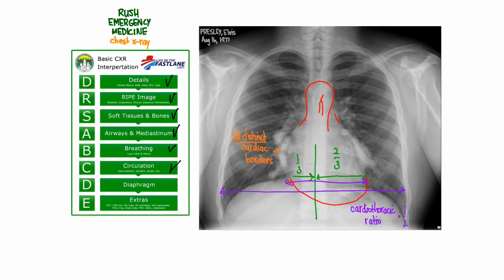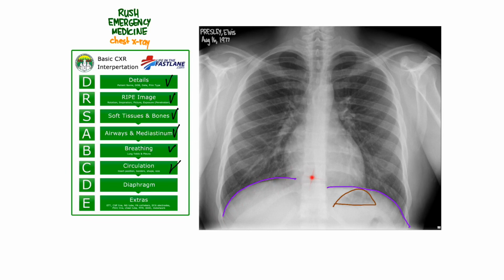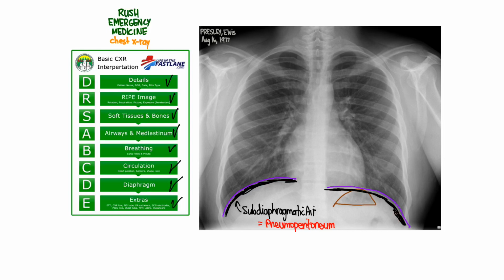Now we're on diaphragm. So remember that the right diaphragm is going to be higher than the left diaphragm. Underneath the left diaphragm, we're going to see the gastric bubble. They should have a nice smooth shape to them. And we want to make sure we don't see a black stripe of air underneath the diaphragm, subdiaphragmatic air, which is a marker for pneumoperitoneum. So be on the lookout for the black stripe underneath the diaphragm. So that gets us to diaphragm, and the last thing we have to look at are the extras.